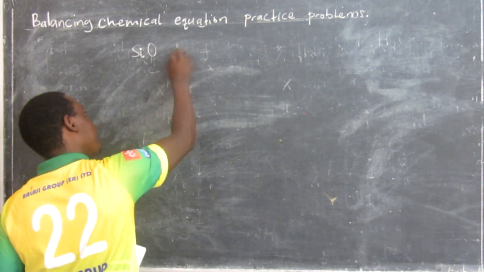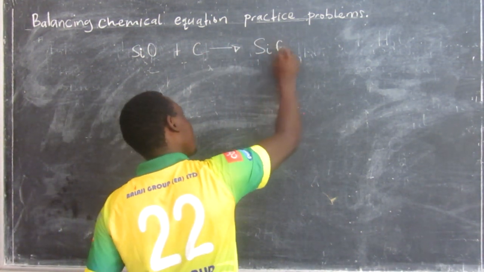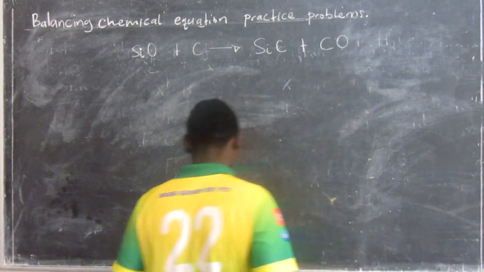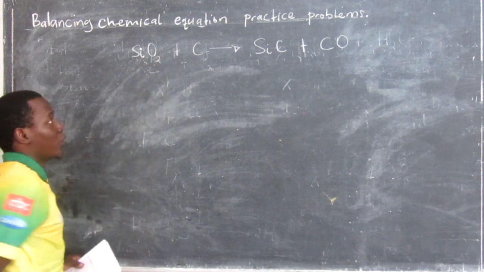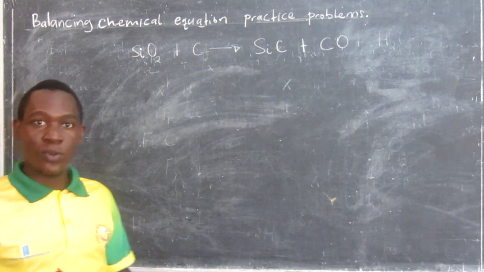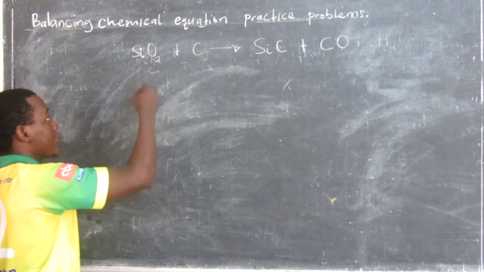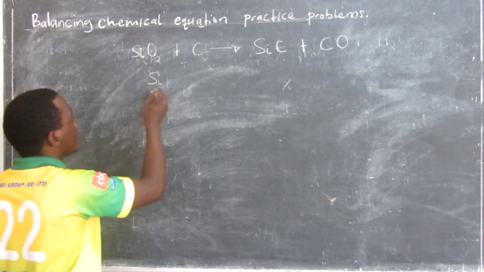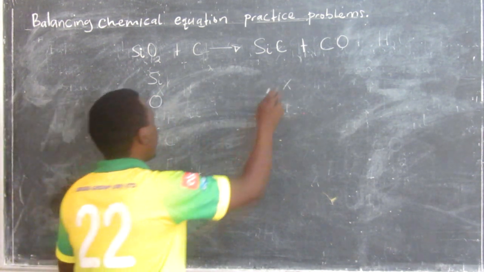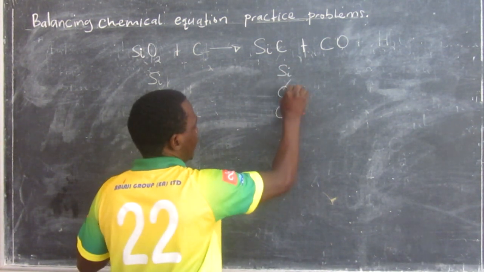Another example. We have such an equation, we want to balance it. We say that our first step is to list down each atom on both sides of the equation. On the side of the reactants we have the silicon, we have oxygen, and we have carbon. It happens in the same way here, Si, oxygen, and the carbon.